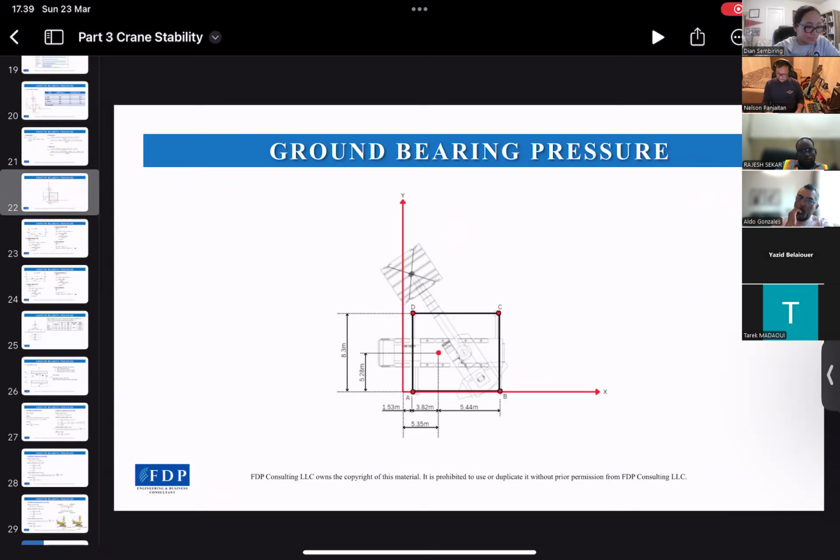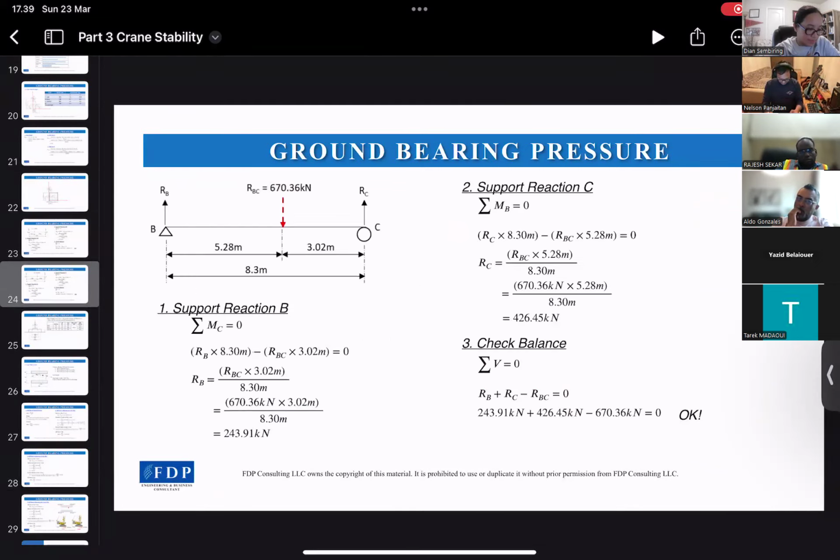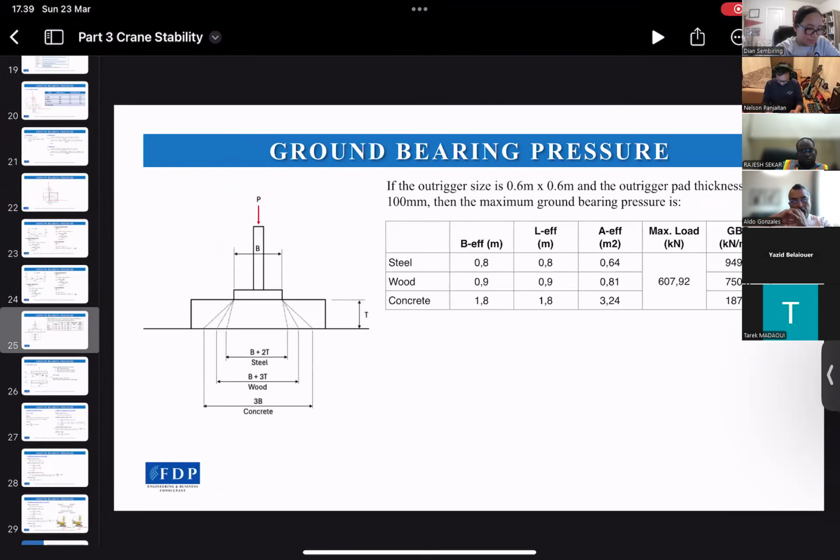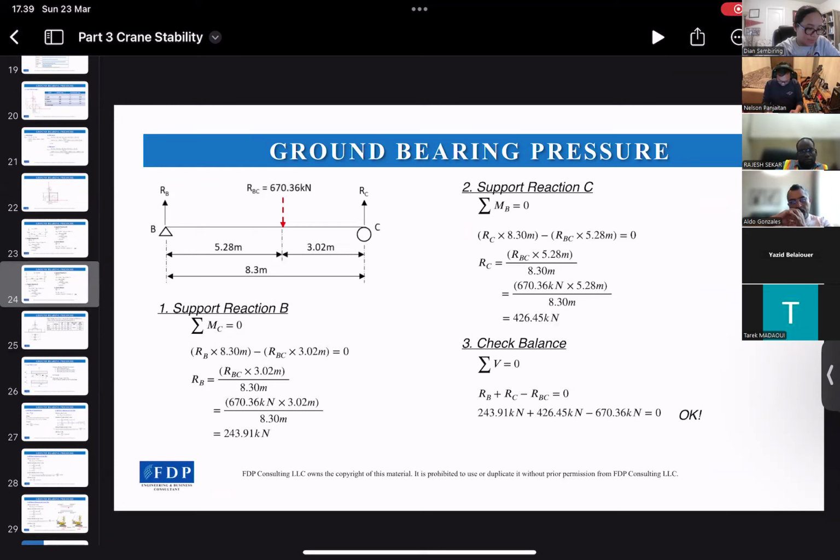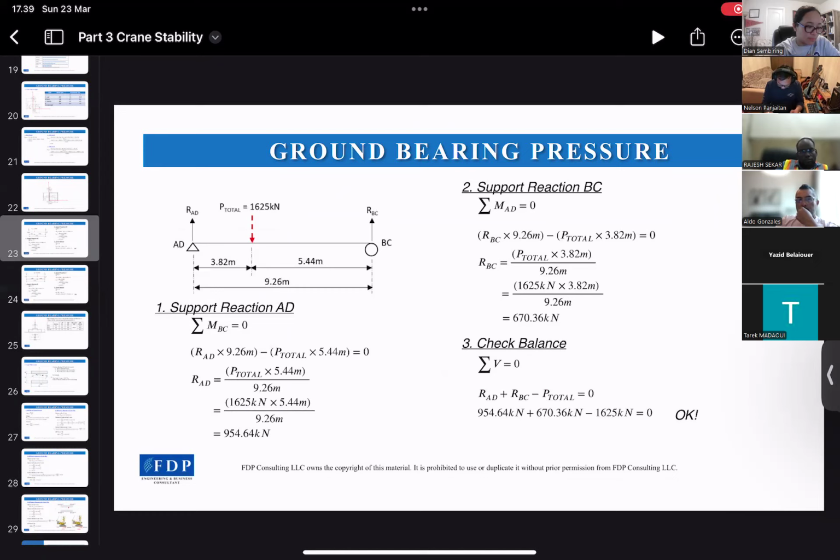So it is the reactions. So the reaction is, the BC reaction at B is 243.91, and the C is 426.45. But I didn't mention here the reaction of A and D.